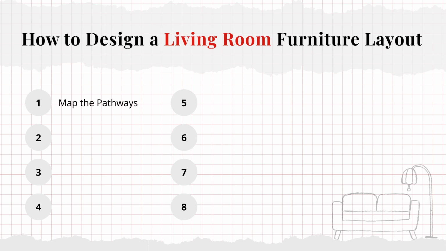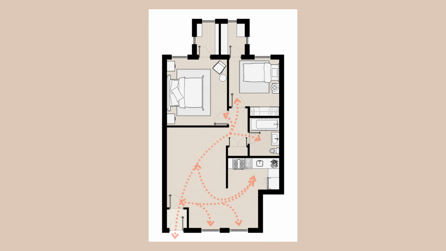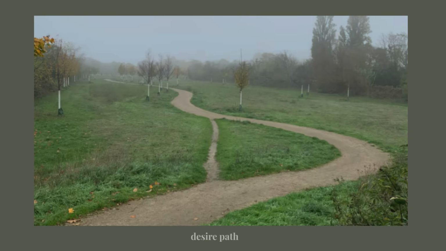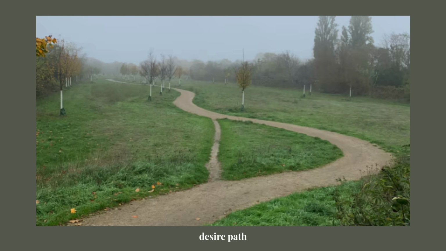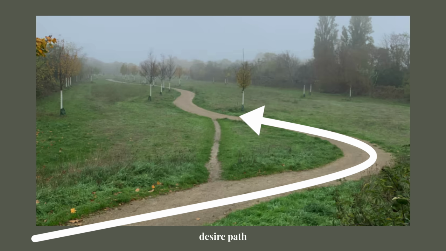So the first thing I do when I have an empty floor plan is to map out the circulation routes that people naturally take through a room. Have you ever heard of desire paths? It's like when you go to a park, you can see where the landscape designer has purposely built these pathways that people are supposed to take.